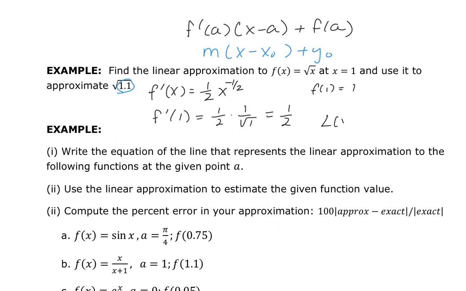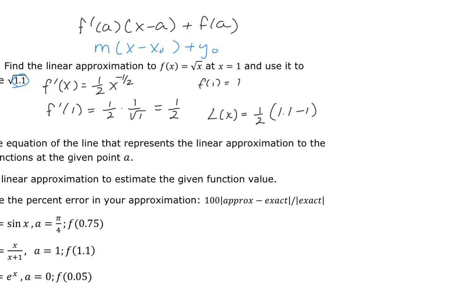My linear approximation then is equal to my f prime, which is 1/2. I'm going to use this form. f prime of A is 1/2. My x is 1.1, because that's what I really want to evaluate it at. I'm going to subtract off 1, because that is the point I am looking at, my known quantity. And then I'm going to add to it my output, my y naught, which is 1.